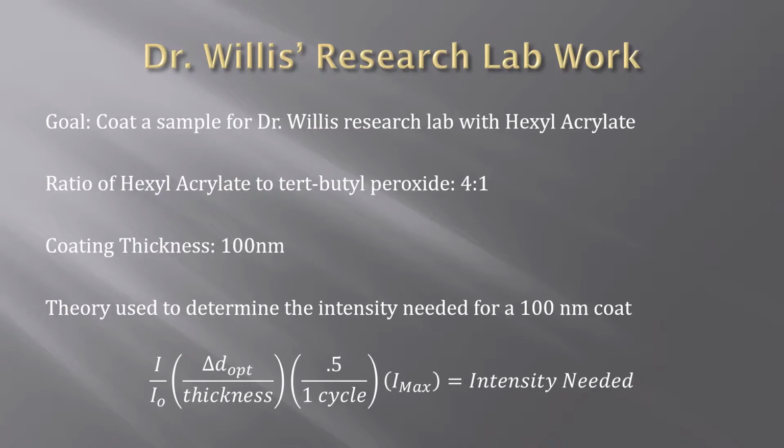The second part of the experiment is to coat a sample with a thickness of approximately 100 nanometers. To determine the point at which 100 nanometers is deposited, the intensity is found using the equation listed. I over I0 is a value of 0.2, while I max is the maximum intensity found in the experiment.